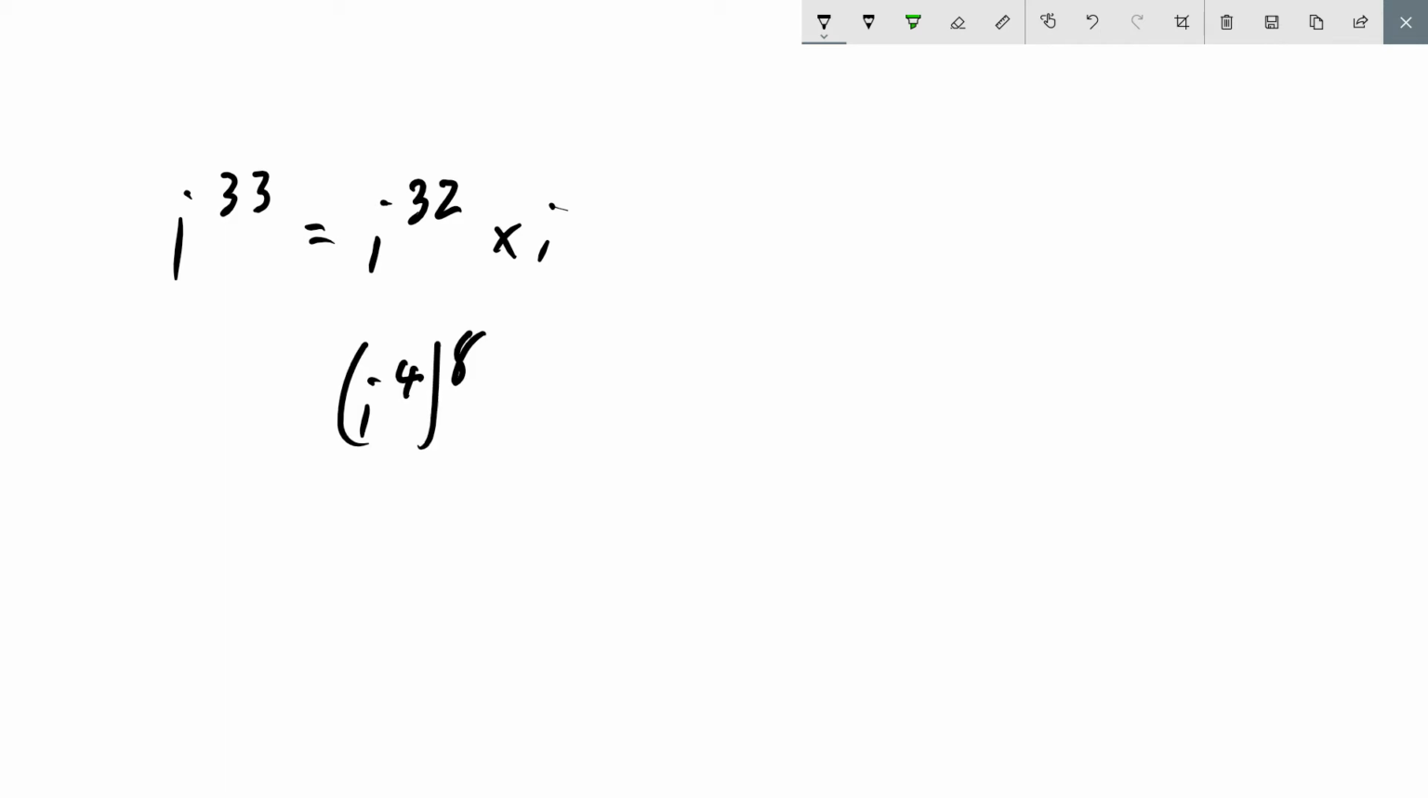So what if we were asked to solve for i to the power of 33? Well, we can look at this and realize that i to the 32 is a multiple of 4, and times i, and that will give us 33. This i to the 32 is just i to the power of 4 to the power of 8 times i. i to the power of 4 is 1. 1 to the power of 8 is just 1 times i. We get i to the 33 equals i.